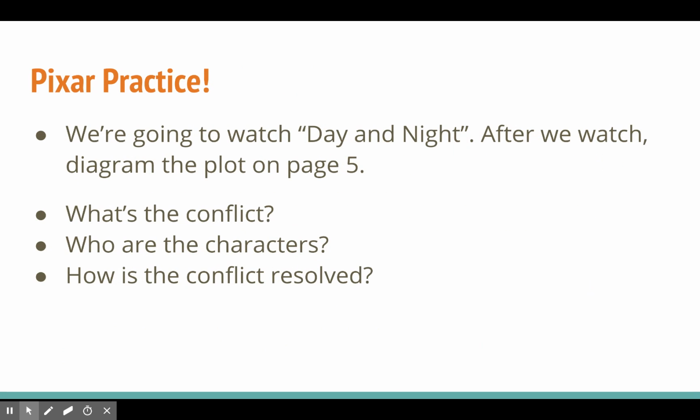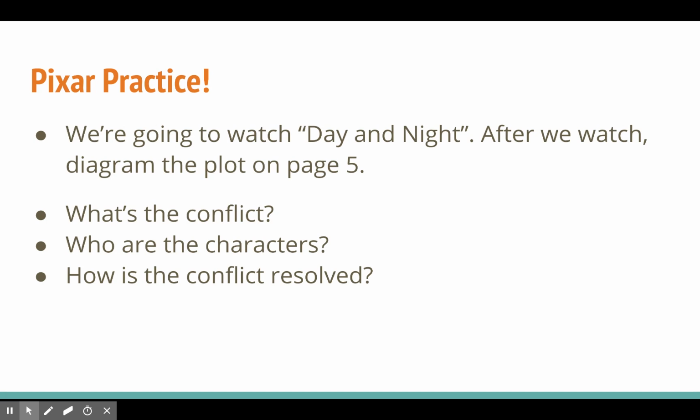Okay, coming on back. Thinking back to plot narratives, we're going to do our last Pixar practice on page 5. And I want you to really think about how these two characters are going to be characterized. The title of this Pixar short is called Day and Night, and the characters are Day and Night. And as you watch, I want you to try and focus on what the conflict is. There's going to be two conflicts. One is very, very obvious, and the other one's not going to really show up until the end. And this is going to deal a lot with their characterization.